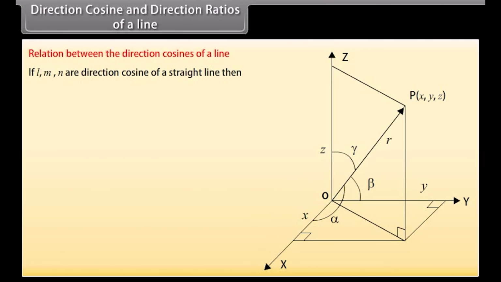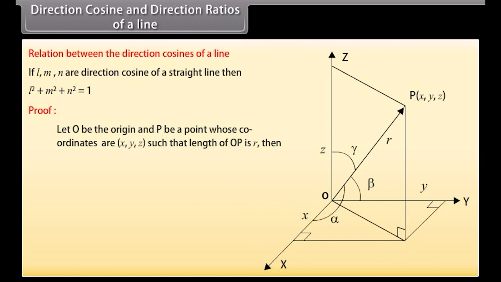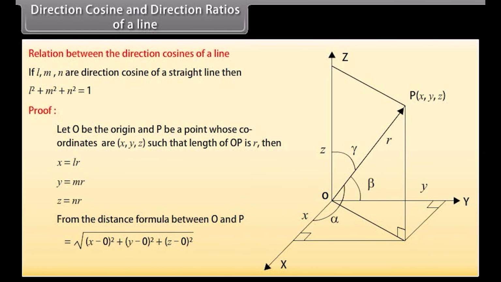If L, M, N are direction cosines of a straight line, then L square plus M square plus N square equals 1. Proof. Let O be the origin and P be a point whose coordinates are x, y, z such that length of OP is r, then x is equal to Lr, y equals Mr, z equals Nr. From the distance formula, OP equals square root of x minus 0 square plus y minus 0 square plus z minus 0 square.